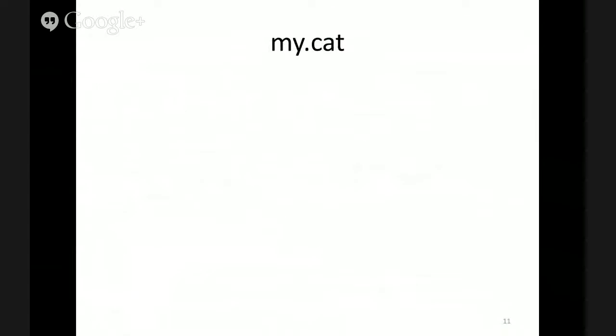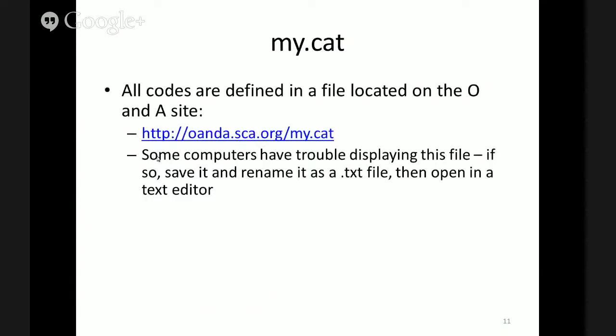So there's a critically important file called my.cat. All of the codes, all of these features, documents, etc., are defined in my.cat, and there's the URL for it, and we'll take a look at it in a moment. Some computers have trouble displaying this file. If yours does, what you can do is just save it and then rename it to a .txt file, like my.txt or whatever, and then open it in a text editor, Notepad, Word, whatever.